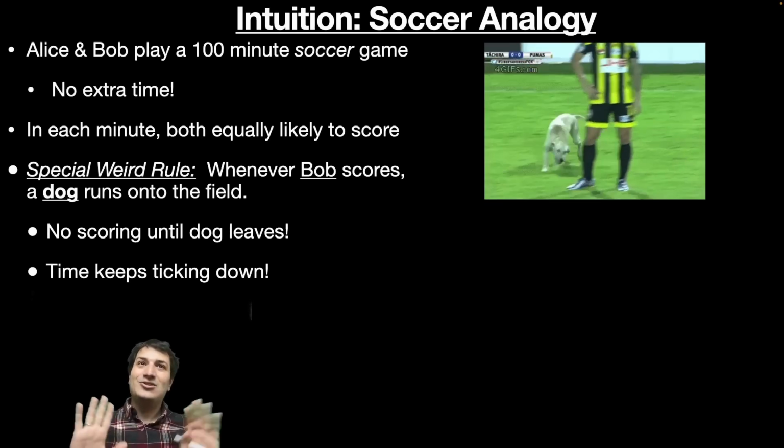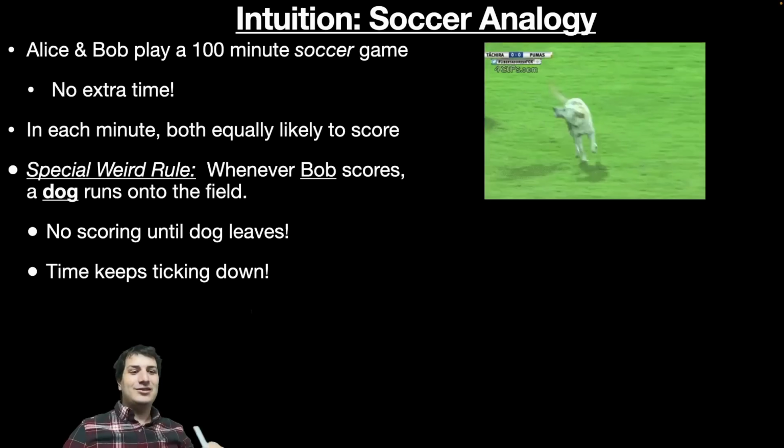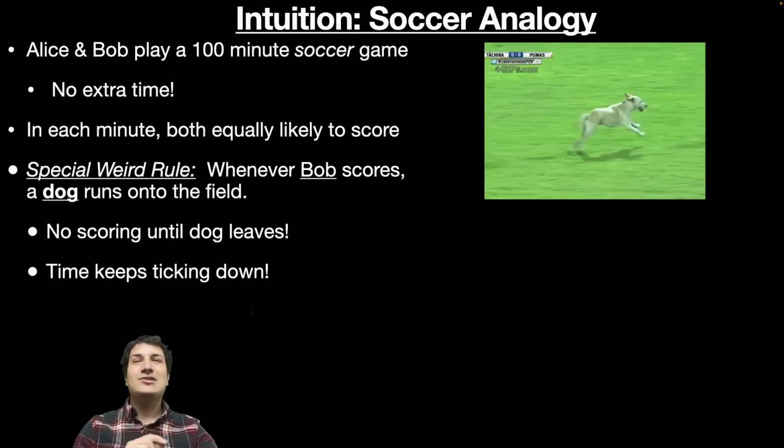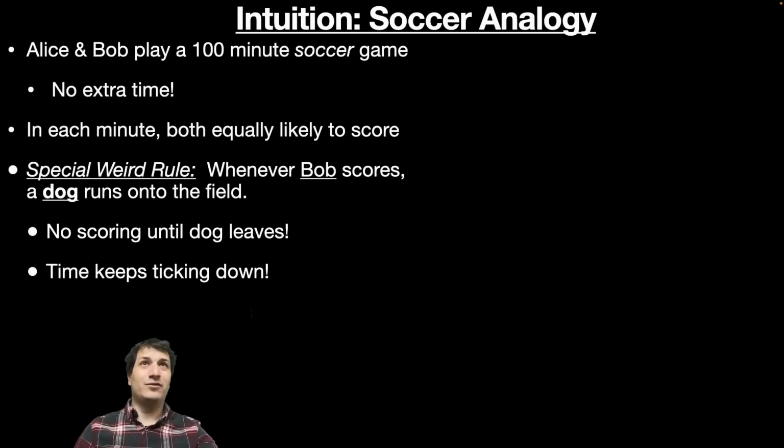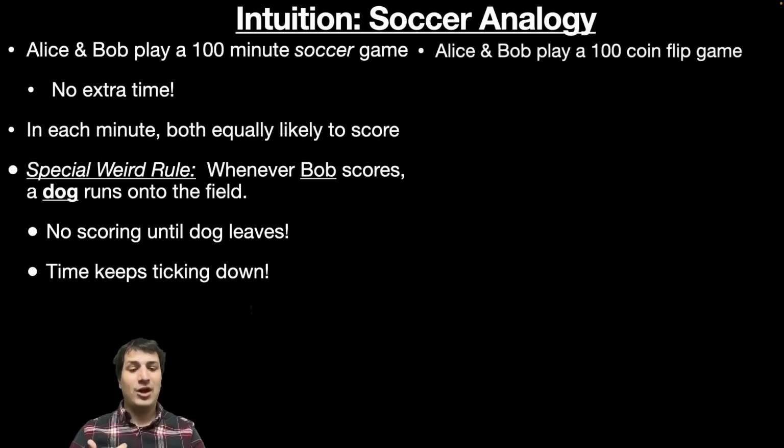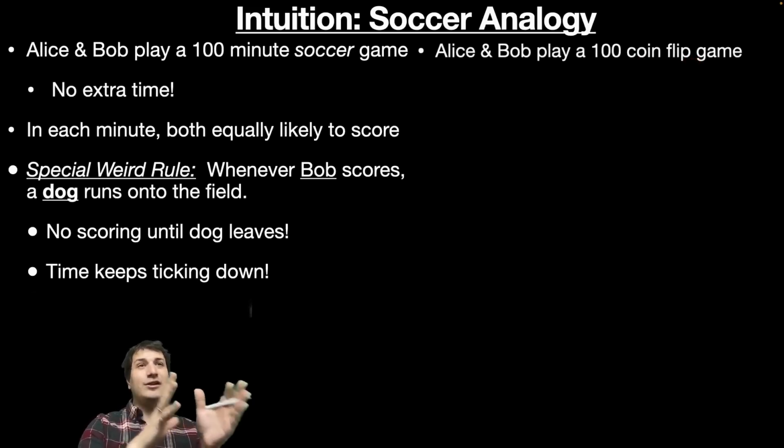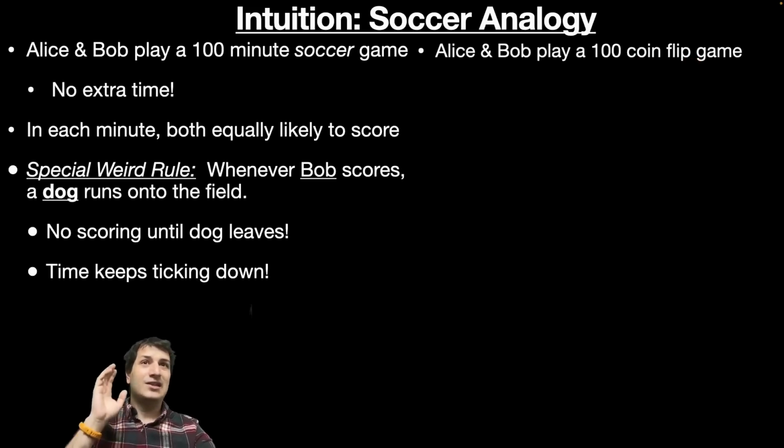Okay, that's the soccer analogy with the dog. Hopefully this makes intuitive sense to you. Now let's see in what way this is similar to our coin flip game. So in our coin flip game, of course, it's not a soccer game, it's a coin flip game. It's a game with 100 coin flips. So think of one coin flip as 1 minute of the game. It's going to be exactly 100 coin flips.